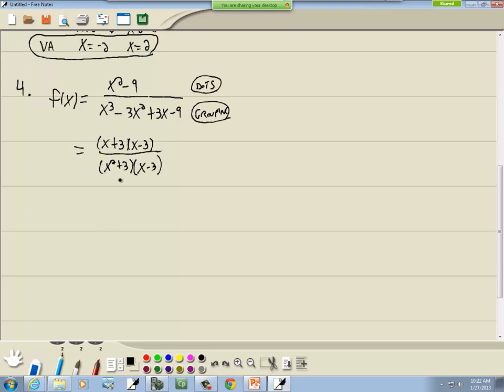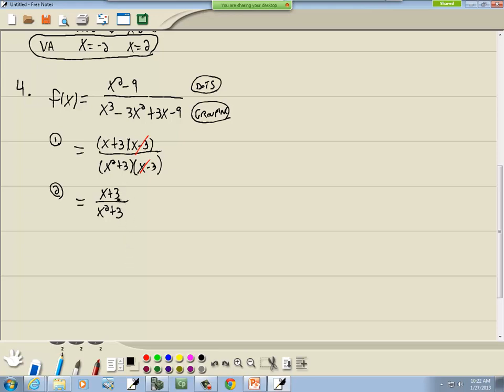Okay, so after I've factored top, factored the bottom, then I want to cancel. So that's our first step there. So our second step. I see I have an x minus 3 here and x minus 3 here. So those x minus 3 is going to cancel. And we got x plus 3 over x squared plus 3.